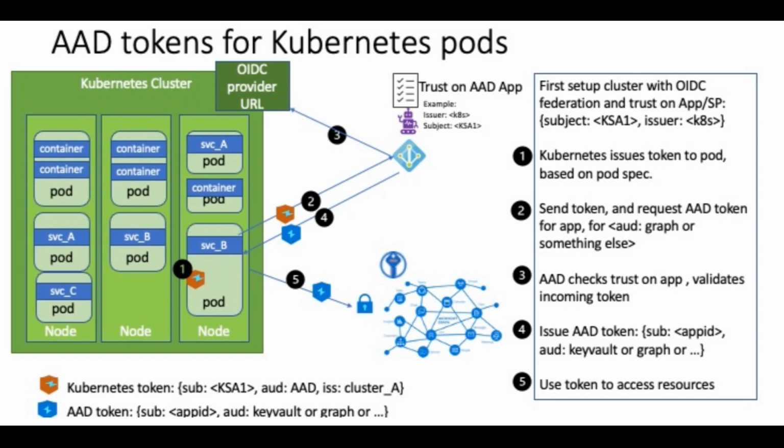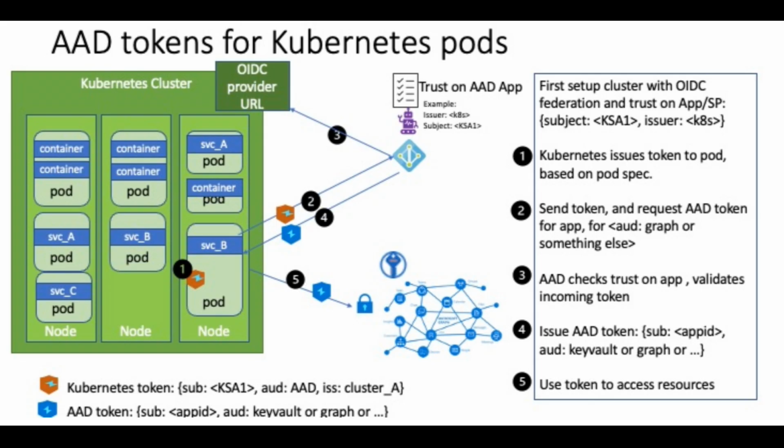Now, Workload Identity, service-to-service authentication in Kubernetes. In cloud-native applications running on Kubernetes, you often have services that need to authenticate to external systems like Azure Key Vault or databases. The traditional approach was to store credentials in Kubernetes secrets and inject them into pods. But this has problems. Secrets can leak, they're hard to rotate, and they don't integrate well with identity systems.